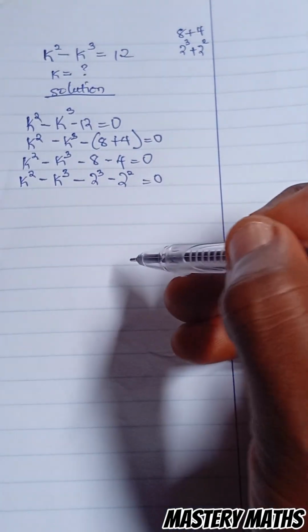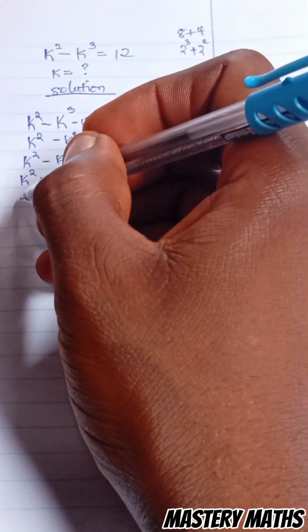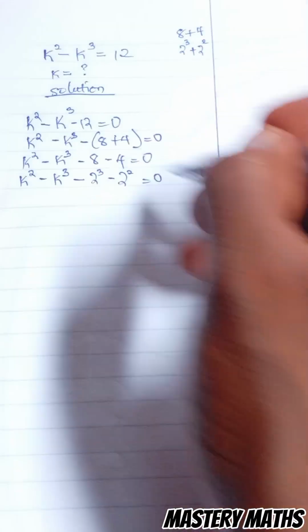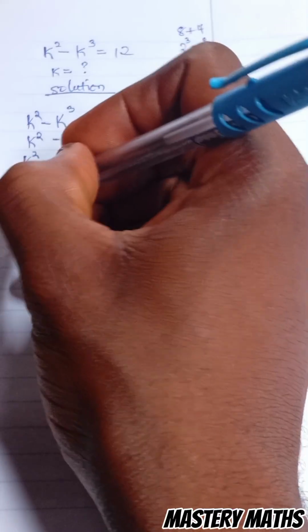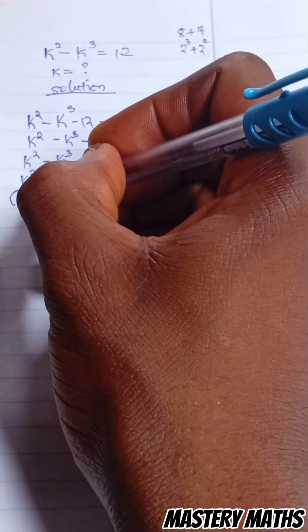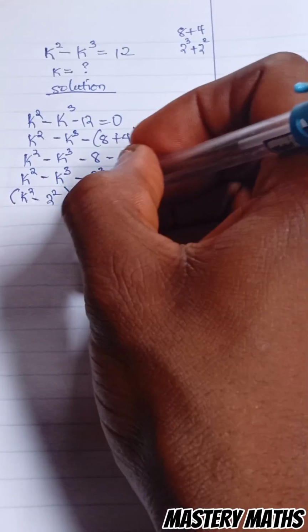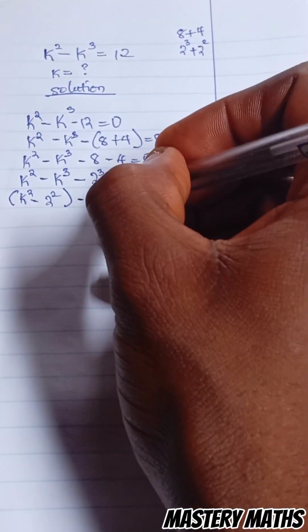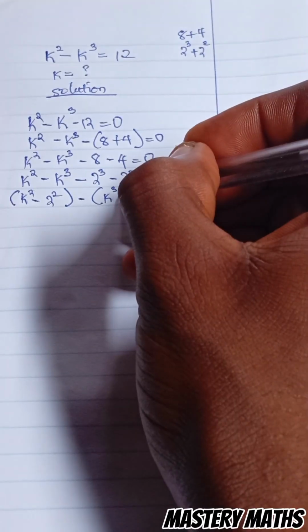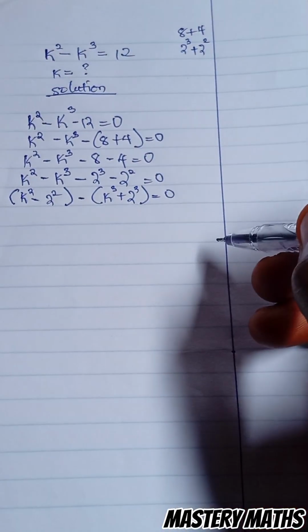Now, what should we do? We're going to put them in a bracket. We put the ones that have the same power in a bracket. Here we have k² minus 2², which is this. Then the difference of the two brackets. The first one, we put k³. We have our plus 2³, which is equal to 0.